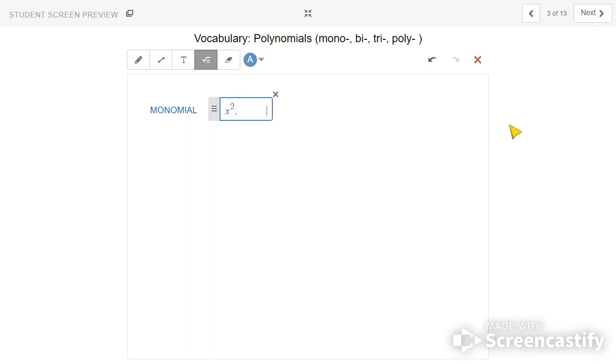We could have a monomial that has a coefficient too. So I could have 3m to the power of 5. Or I could also have a monomial that has multiple variables, 8xyz squared. This is all considered one term because these are multiplied together. And we said that terms are separated by operators such as addition and subtraction.